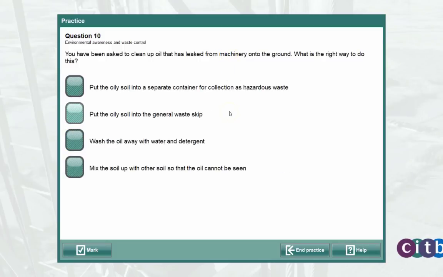You've been asked to clean up oil that has leaked from machinery onto the ground. What is the right way to do this? Put the oily soil into a separate container for collection as hazardous waste. Put the oily soil into the general waste skip. Wash the oil away with water and detergent. Mix the soil up with other soil so that the oil cannot be seen.